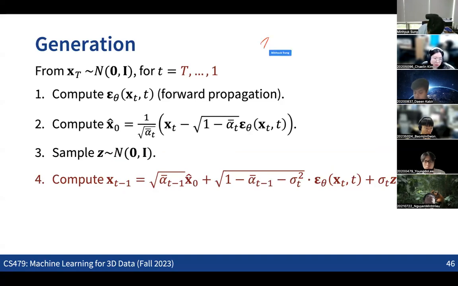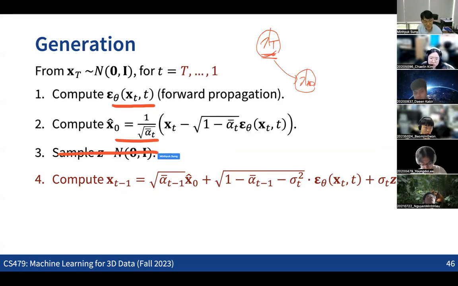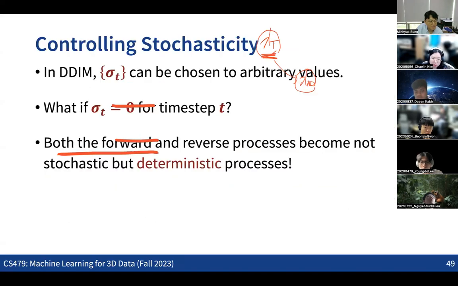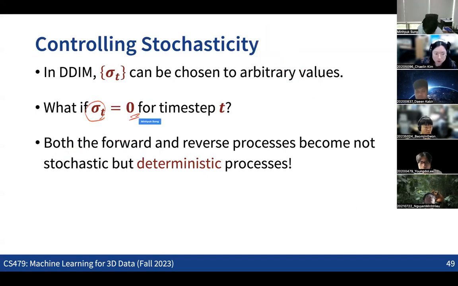If you sample x capital T, then from the same x capital T, you always go to the same x0, because there's no randomness, right? This is predicted and computed. We are not going to sample this. Then everything becomes deterministic. So as we make this new parameter sigma 0, we are making the whole process deterministic. That's the basic idea of the DDIM.